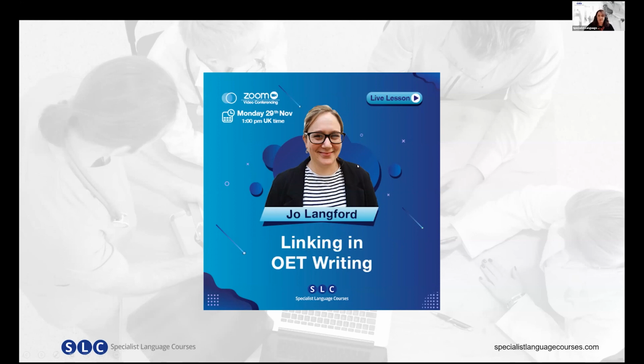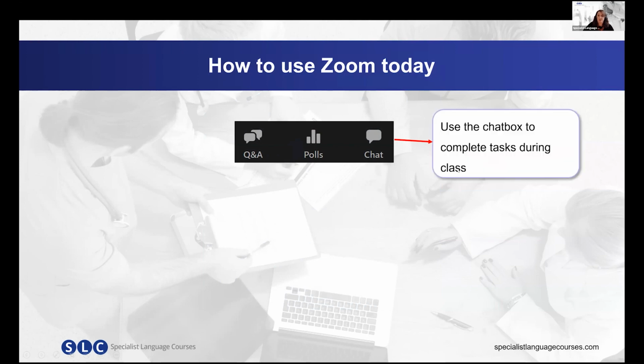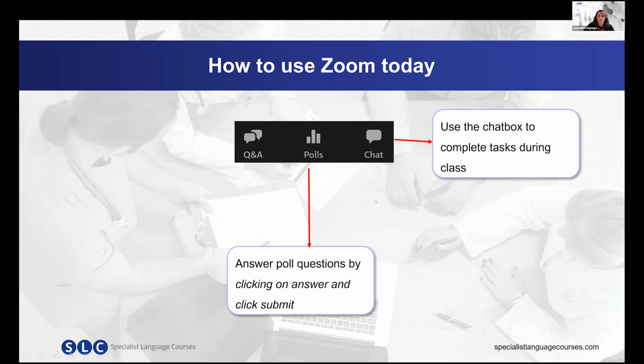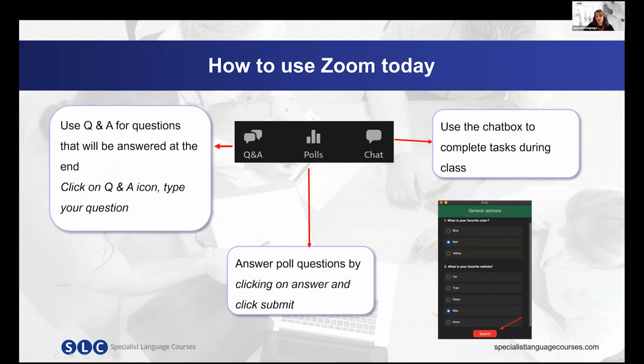All right, so a little word about how we're going to use Zoom today. We are going to use the chat box to complete tasks during the class, so please write your ideas and share your ideas with the other people in the class today. We use polls to ask specific questions. When there is a poll, it will flash up on your screen. Choose your answer and then click submit. And then we also have the question and answer icon, which we will use at the end. So if you have a specific question, then put your question in here and we'll do our best to answer them at the end.